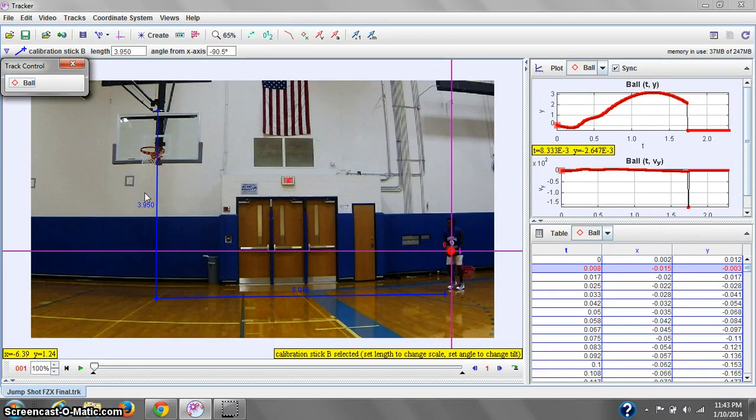We chose this because as the ball leaves my hand and reaches its highest peak, it's at about 3.95 meters. So that's why we chose that. The first thing we analyzed was Newton's laws, as I go ahead and play it here.